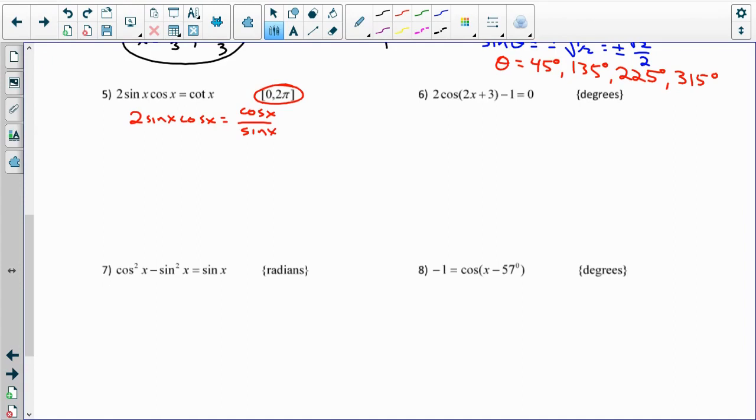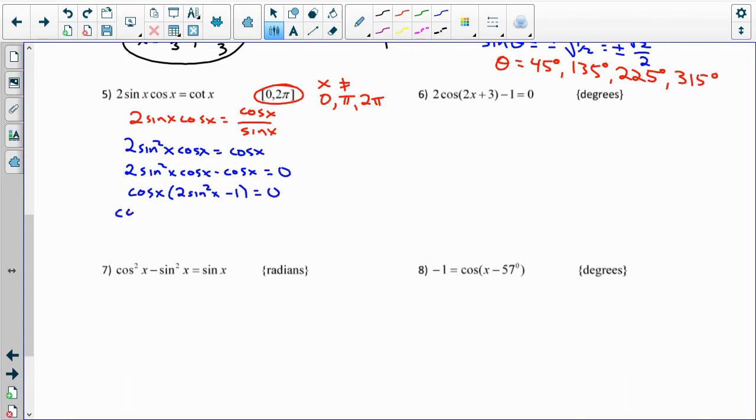So where does sine of x equal 0? Sine of x equals 0 at 0, pi, and 2 pi. So x cannot equal those 3 things. If x ends up equaling those 3 things, it doesn't make any sense and it won't work out. So I'm going to multiply the sine over. So I have 2 sine squared x cosine x equals cosine x. Then I'll subtract the cosine x over. So I have 2 sine squared x cosine x minus cosine x. Now notice I have a greatest common factor of cosine. So I will factor that out.